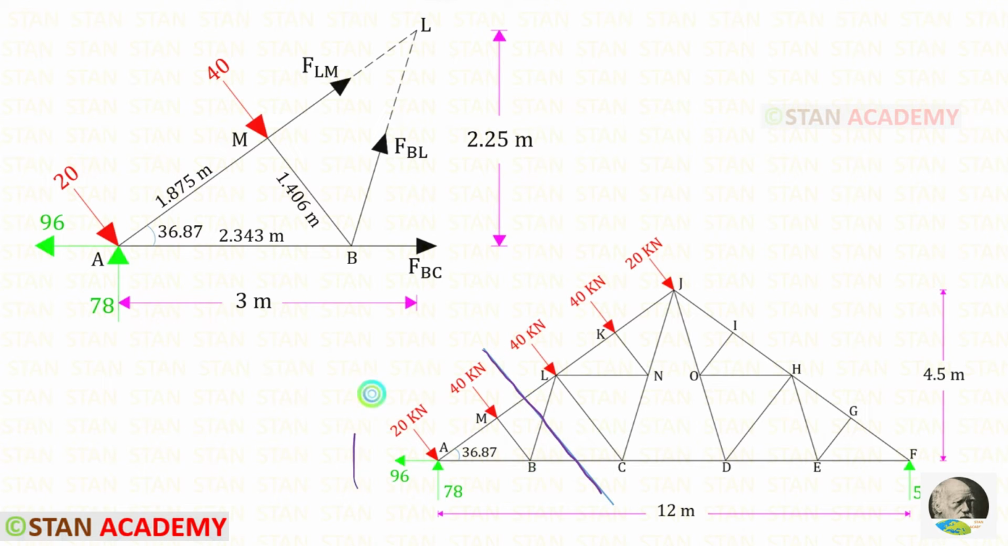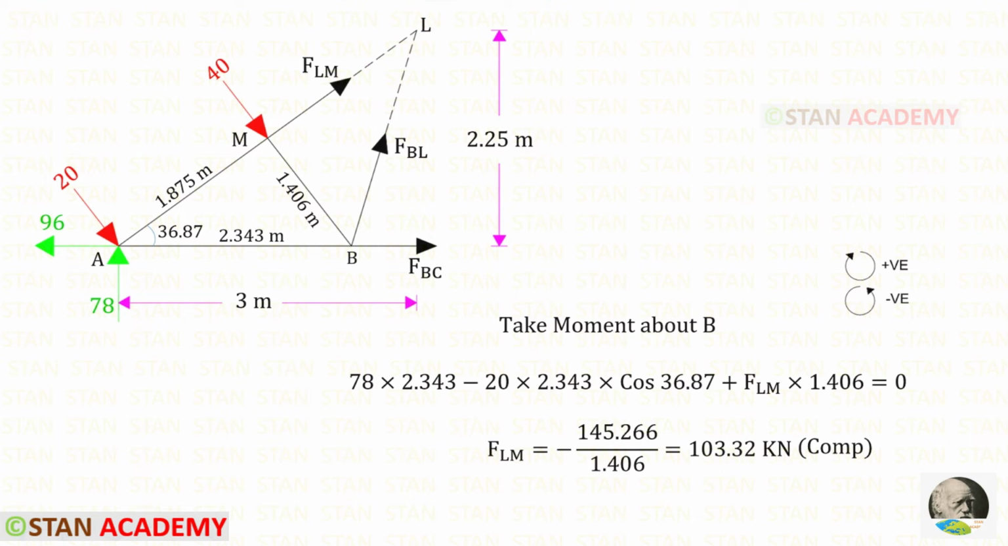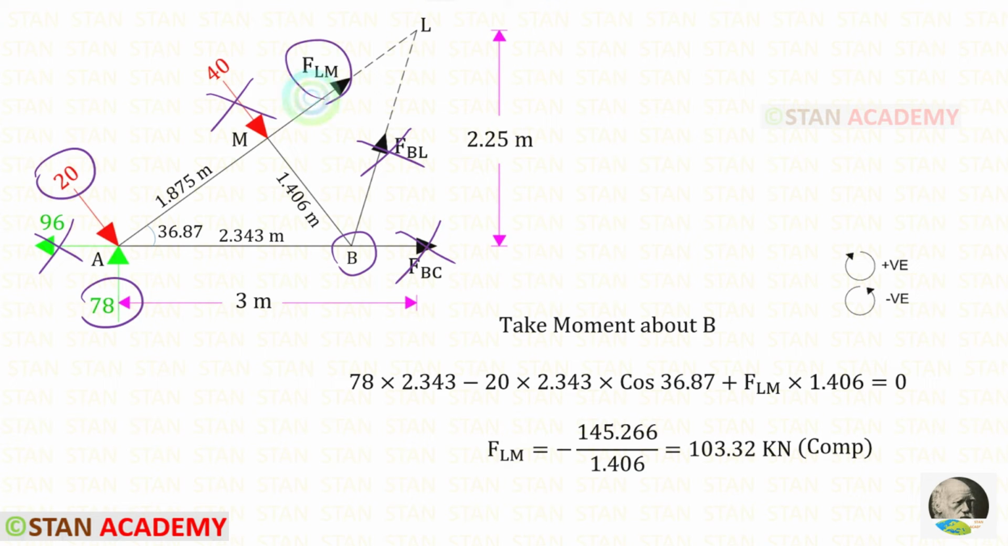We can take the left side portion. We can extend these two members up to L. To find FLM easily, we have to take a moment about B. When we take a moment about B, we should not consider 40, FBC, FBL, and 96. The remaining forces are 78, 20, and FLM.